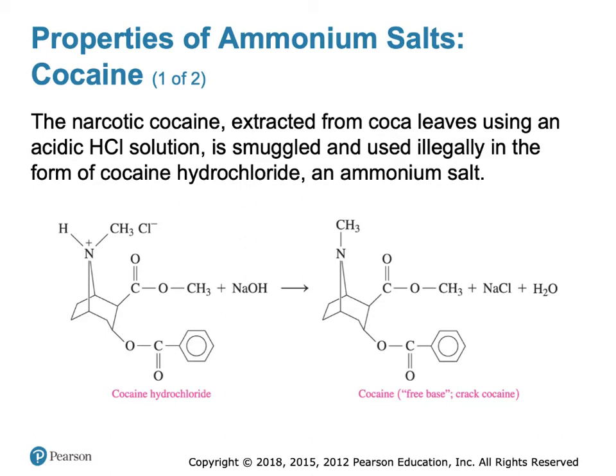The narcotic cocaine is extracted from coca leaves using an acidic HCl solution. It is smuggled and used illegally in the form of cocaine hydrochloride as its ammonium salt. When you treat cocaine with sodium hydroxide, you form the free base, also known as crack. When a person smokes crack or powder via free base cocaine, the drug reaches the brain more rapidly and in higher peak doses than when it is snorted in powder form. The user feels an intense rush followed by a crash that can produce strong craving for more of the drug. That is why crack is more addictive than cocaine hydrochloride.